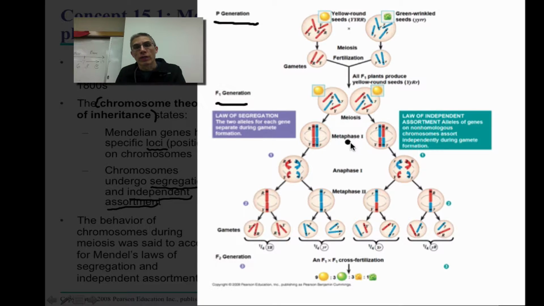Now, when you look down here at metaphase 1, remember during metaphase 1, we basically have the lining up of those duplicated homologous pairs. And if you notice over here on the right, we have a little bit of a difference. Instead of a solid blue line and a solid red line, down here it looks like they sort of switched places with those chromatids.